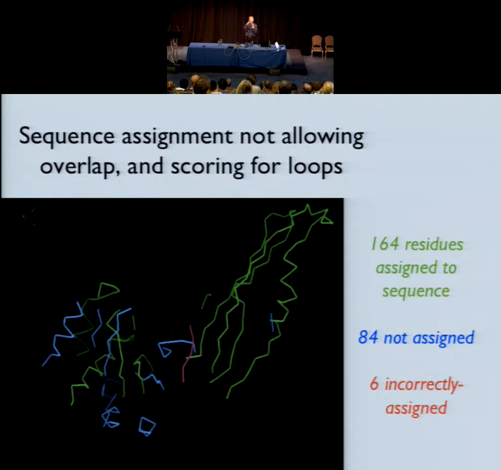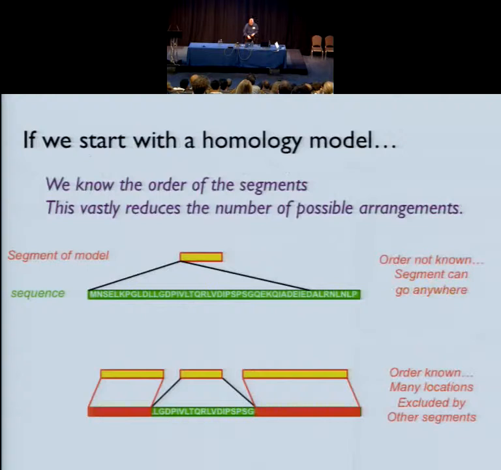And then finally, since we started from our homology model, we know the order of the segments. And this is an incredibly powerful piece of information. And let me show you why this is obviously true. So suppose we have this one segment. We want to figure out where it goes in the sequence. So if we don't know anything about the remainder of the molecule, it could go anywhere.